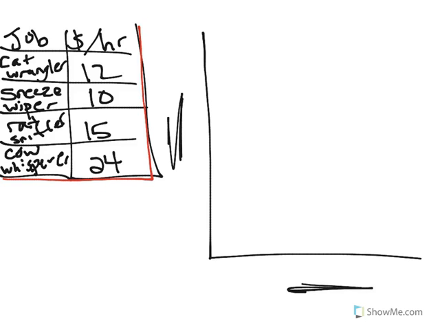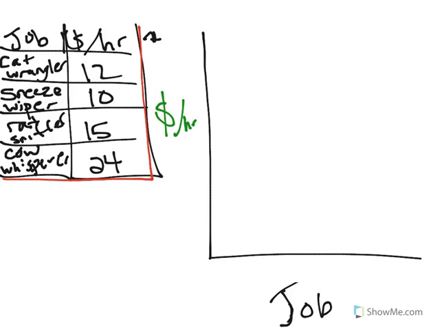Usually what we're going to have is we're going to have our information at the bottom. So at the bottom we're going to put, in this one, jobs, because that is one of these pieces of information. The jobs are going to be on the bottom, and then going up the side we're going to have the other piece of information, which is dollars per hour. So it's going to say dollars per hour.